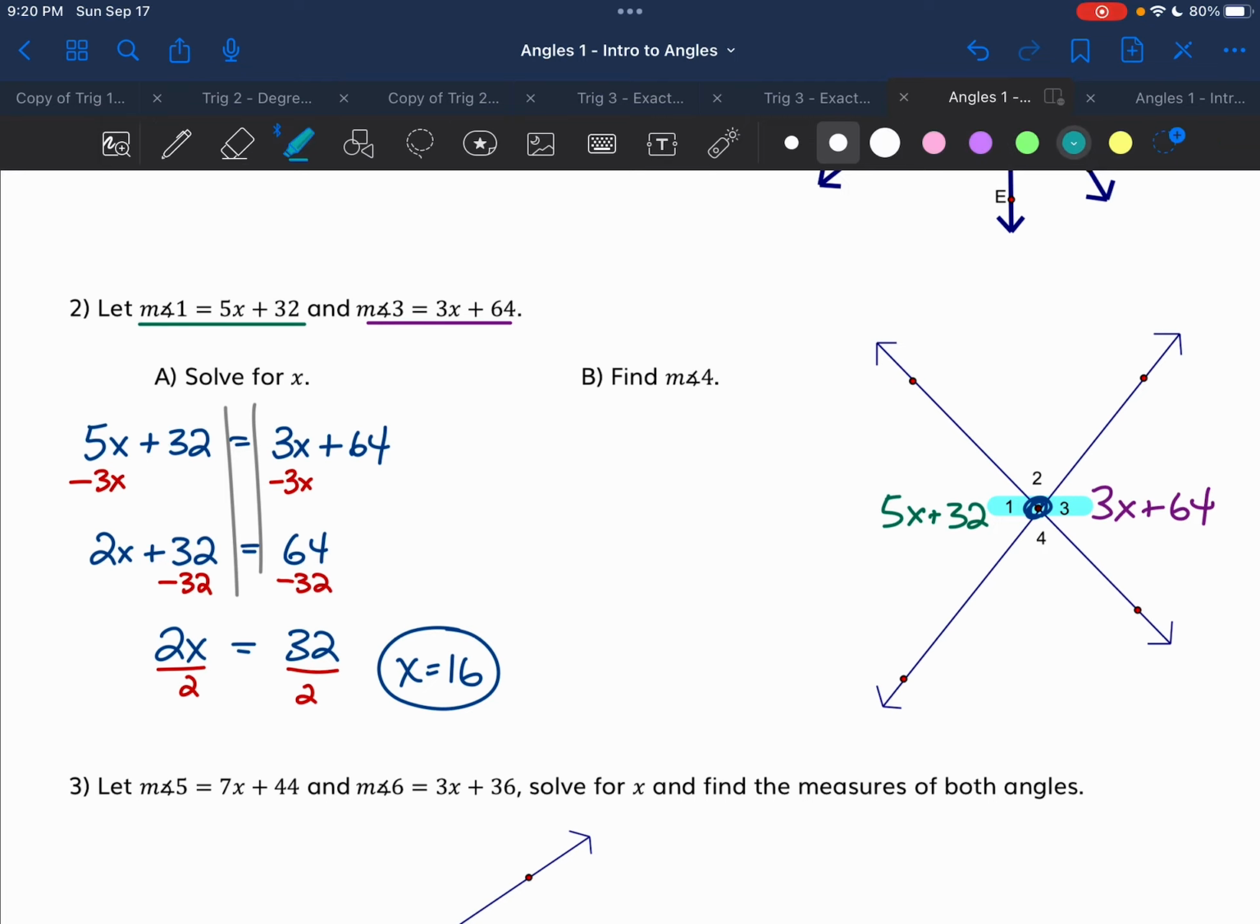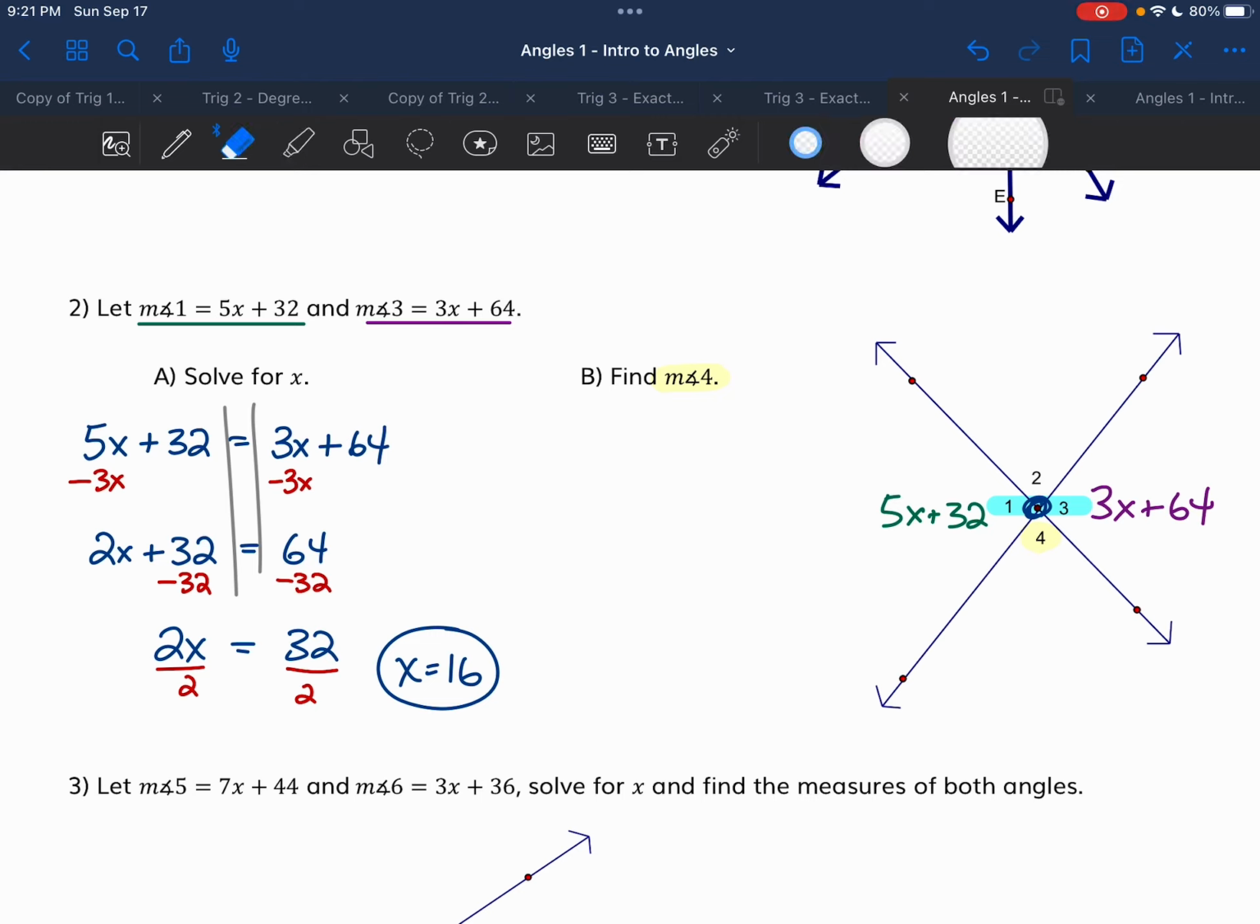The other thing you'll need to watch for is that you're actually answering the question that was asked. This says find the measure of angle 4. Here's angle 4, and that's not something we were told about. That's not something we were given information about. What I do see is that once again, I have a straight line. And anytime I have a straight line, that has to equal 180 degrees.